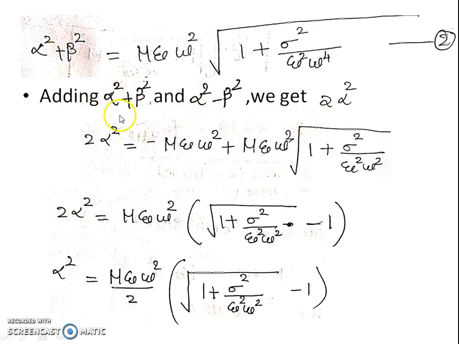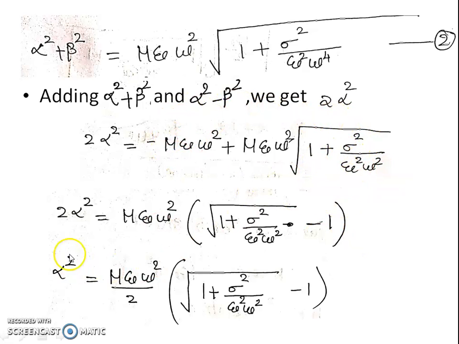So adding these two values, we get the value of 2 alpha square. Adding alpha square plus beta square and alpha square minus beta square, we get 2 alpha square equal to minus mu epsilon omega square plus mu epsilon omega square into root of 1 plus sigma square divided by epsilon square omega square. So 2 alpha square is equal to mu epsilon omega square into root of 1 plus sigma square divided by epsilon square omega square minus 1. We get this value from the former equation.